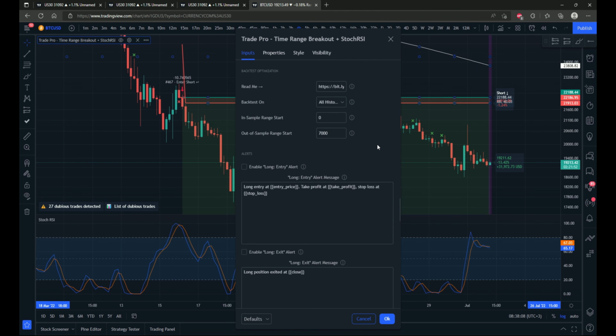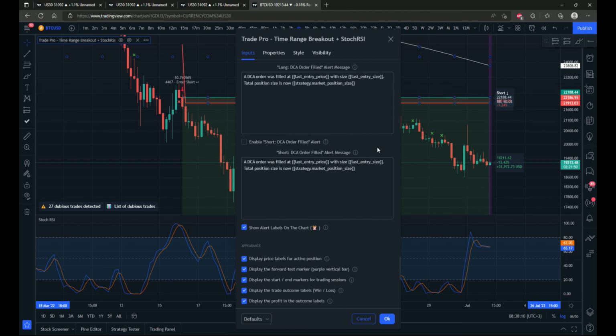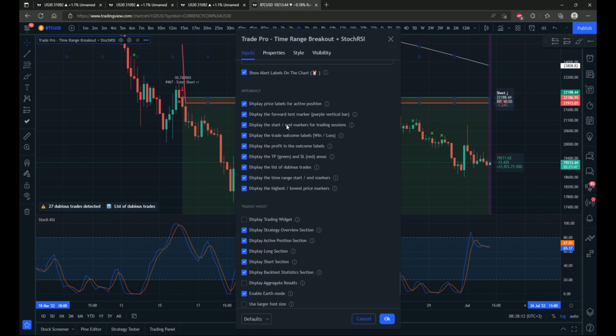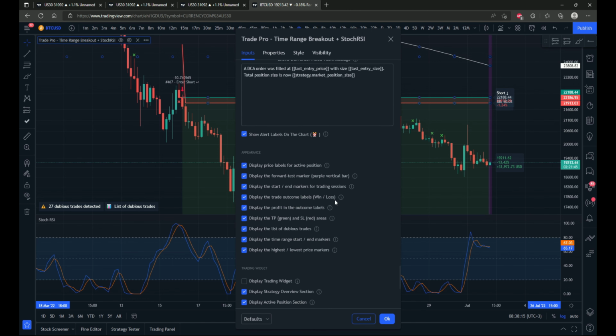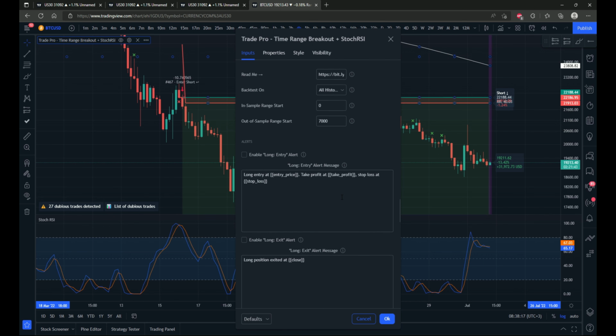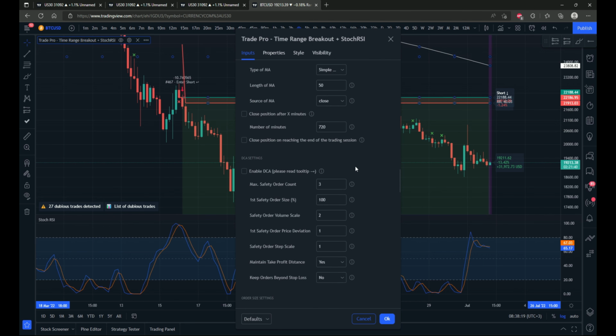And down here, just the alert section and the customization of the widget and the appearance of it on your chart. But that's pretty much going to finish things up here for this strategy script.